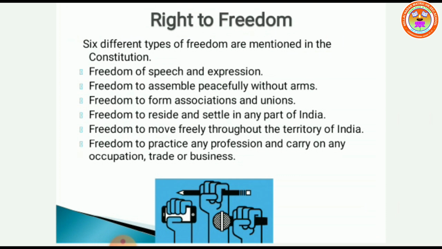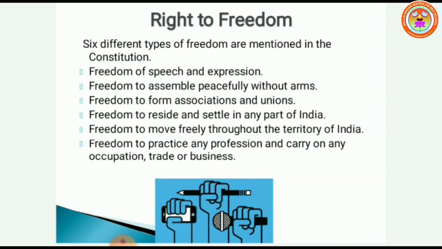Freedom to reside and settle in any part of India. You can stay anywhere in India. You might be born in Chennai. If you want to get settled in Mumbai, you're always welcome to go to Mumbai and stay there. So no difference. You have a freedom to stay and get settled anywhere in India. Freedom to move freely throughout the territory of India.